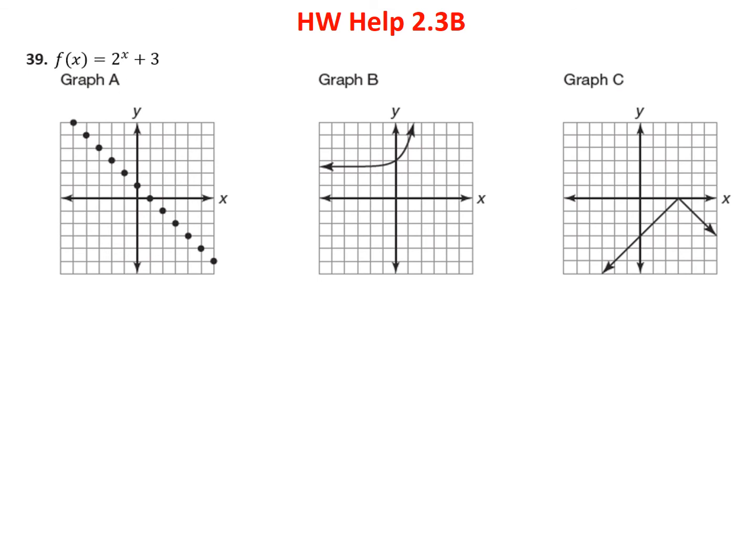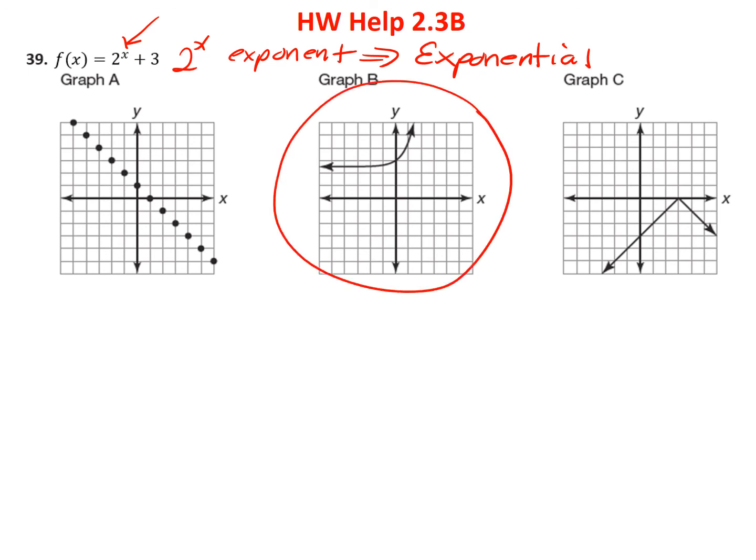39 is also fairly easy because when I find the x, notice it's 2 and the x is in the exponent. So that means this is an exponential function. And if I remember how an exponential function looks, it's curved, constantly increasing or constantly decreasing. In this case, 2 is positive, so it's constantly increasing.